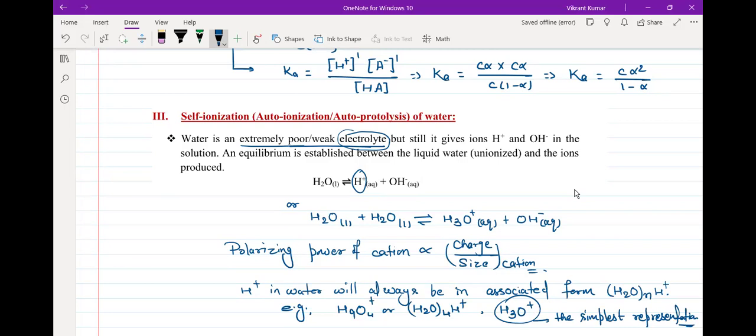And that's why whenever they are writing H3O plus, treat it as H plus only. Okay, don't get confused about what new thing has come. It is simply H plus, which is always found in associated form. That's why we are writing that.